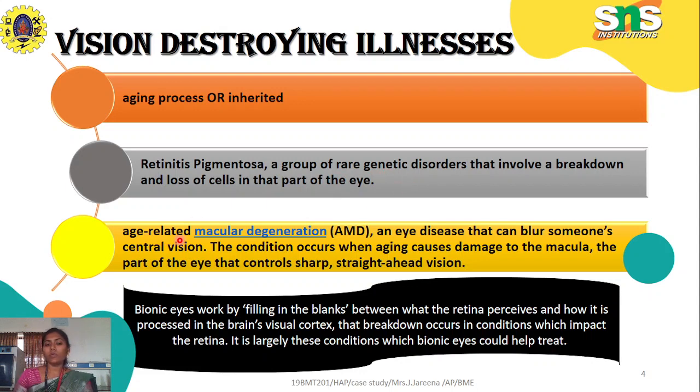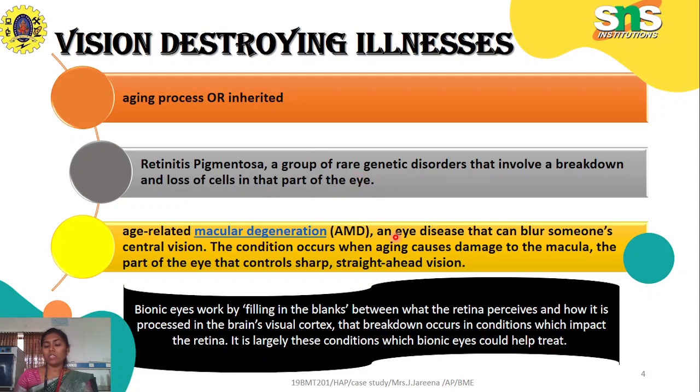Another problem related to age is macular degeneration. We call it AMD, age-related macular degeneration, a type of eye disease which affects the clarity of people's vision. People lose their central vision because the macular part of the retina gets damaged. That is why the disease is called macular degeneration. The macula is the main part responsible for visual acuity, so we can have proper detailed vision. Once this part is affected, people lose their central vision and can't see anything in detail.